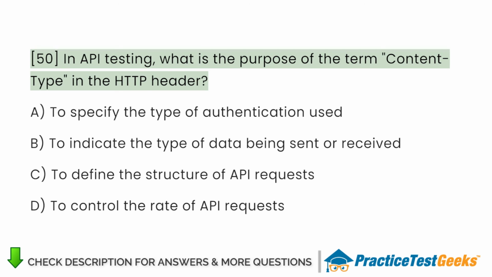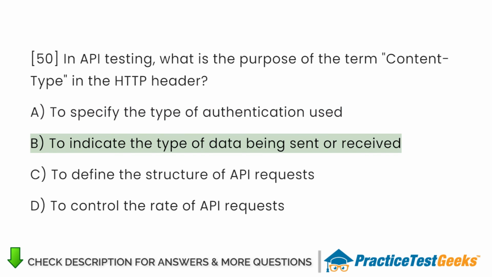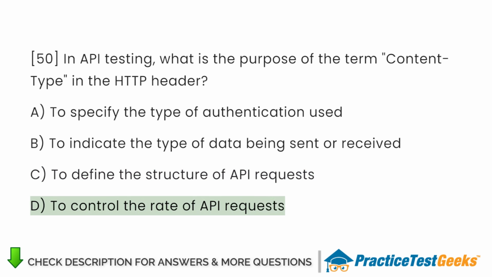In API testing, what is the purpose of the term content type in the HTTP header? A. To specify the type of authentication used. B. To indicate the type of data being sent or received. C. To define the structure of API requests. D. To control the rate of API requests.